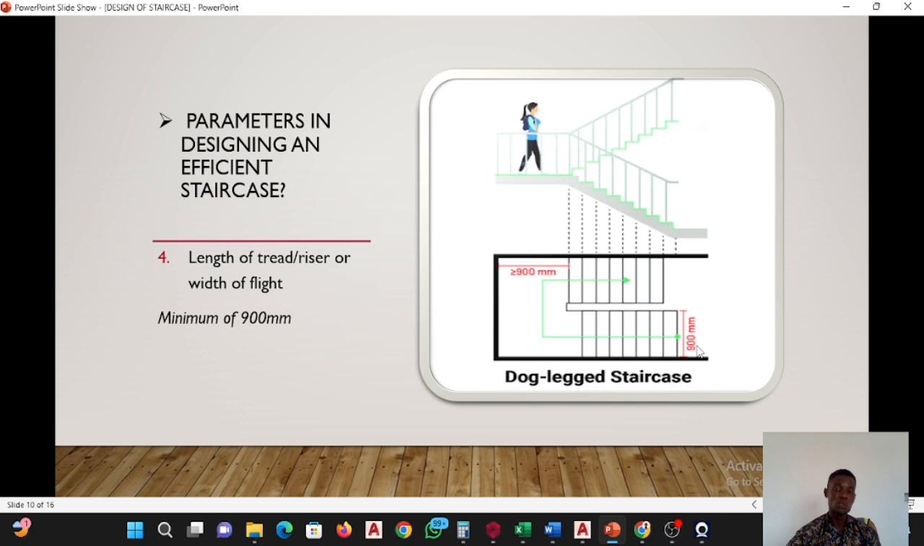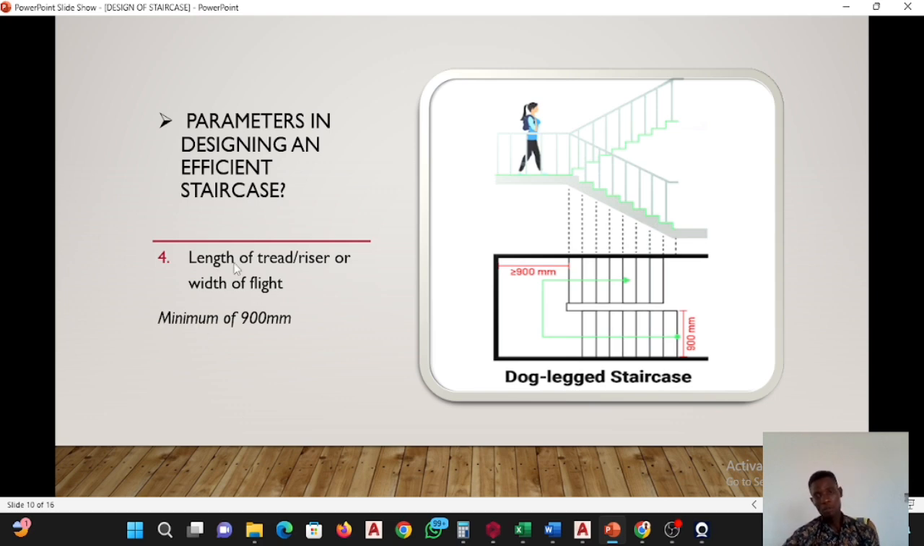This 900 mm is so that it can accommodate 2 people. So in everything we do in construction, there is always a factor to it. It is designed to accommodate 2 people. You understand? But if a fat person is coming, you need to wait probably on the landing for the fat person to go, but it is designed to accommodate 2 people side by side.